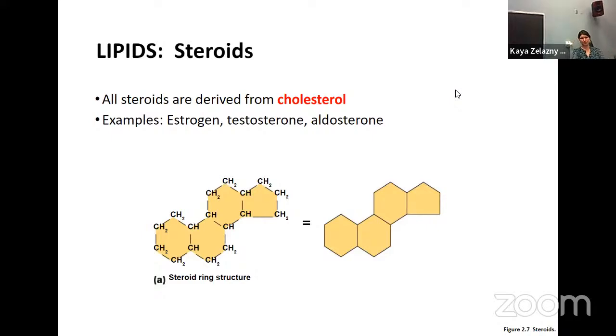Steroids we care a little bit more about. All steroids are derived from cholesterol, so they're all going to have the same sort of 4-ring structure in the center, but they may have other pieces hanging off. Steroids are a class of hormones, which is why we care about them mainly. But cholesterol itself is an important part of the cell membrane. Examples of steroids that we'll see in the future are estrogen, testosterone, and aldosterone. So those are some of our hormones: some sex hormones, and then one that we'll see more involved with the renal system.